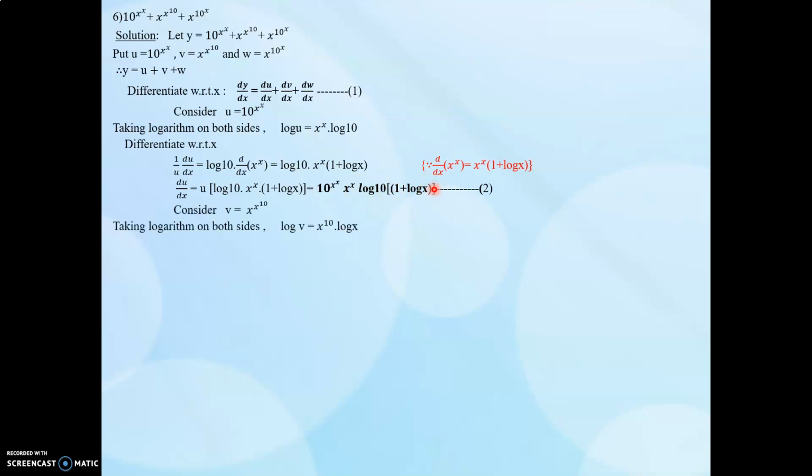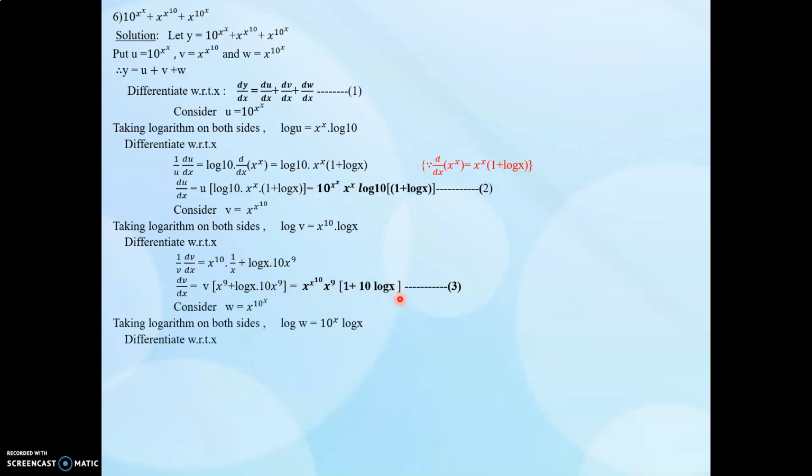Next, considering v is equal to x raised to 10, again the same procedure we have to apply. So 1 upon v dv upon dx is equal to x raised to 10 into 1 upon x plus log x into derivative of x raised to 10, in the format of x raised to n, so 10 x raised to 9. Here one of the x cancelled, so x raised to 9. In the next step, cross multiplying v, we get x raised to 10 into x raised to 9 plus log x into 10 x raised to 9. So x raised to 9 is common in both of these terms. You can take it out, as well as we are substituting the value of v here. So this term will become this one. This is equation number 3.